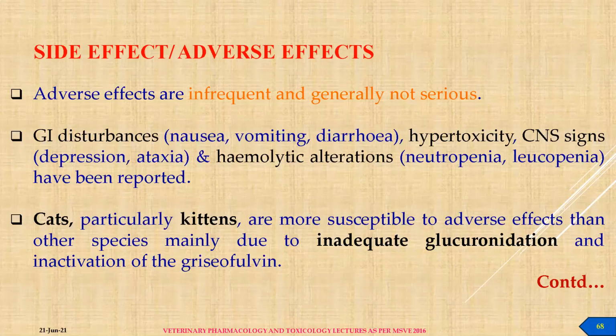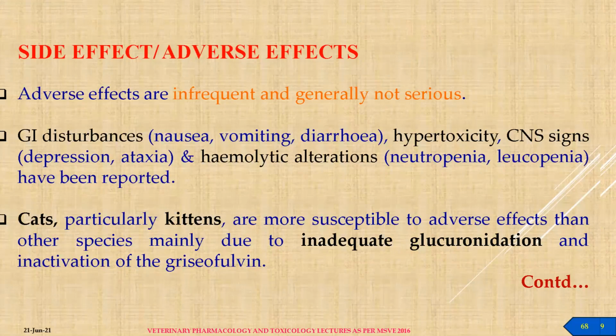Cats, particularly kittens, are more susceptible to the adverse effects of this particular drug because of inadequate glucuronidation and inactivation of the griseofulvin. So these are the two mechanisms: inadequate glucuronidation and the inactivation of the griseofulvin. So they are more susceptible.